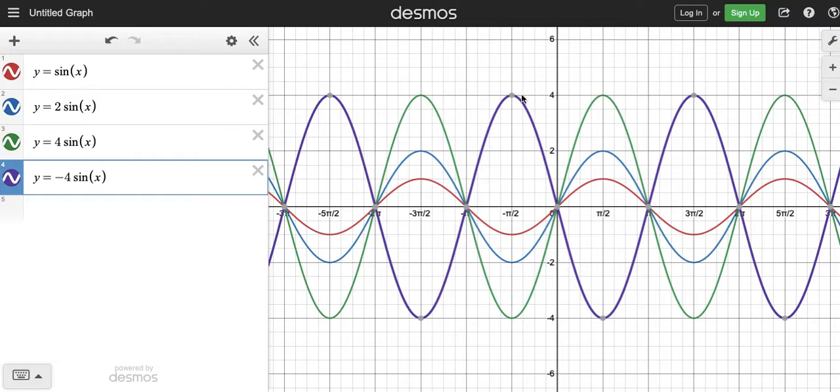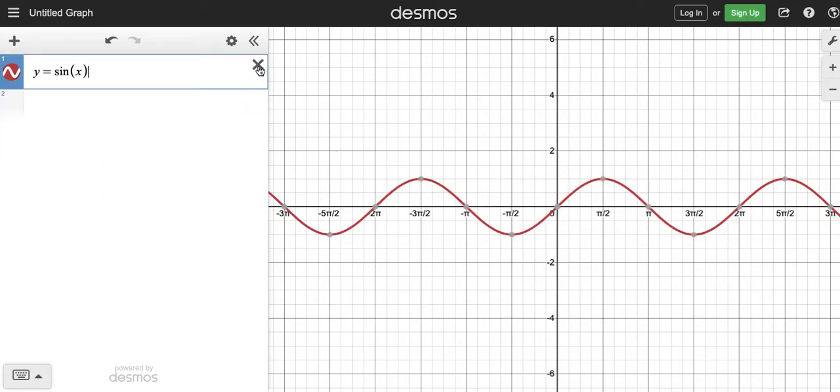But the maximum value is still 4, and the minimum value is still -4. And another thing, for example, when the function becomes 0, it's still the same. So this actually stays the same. Now, let's erase this one.